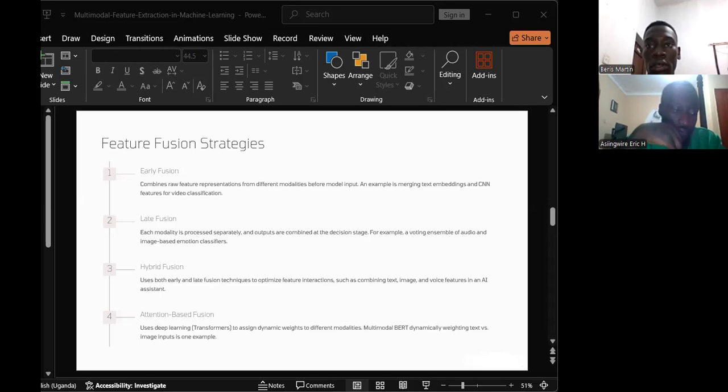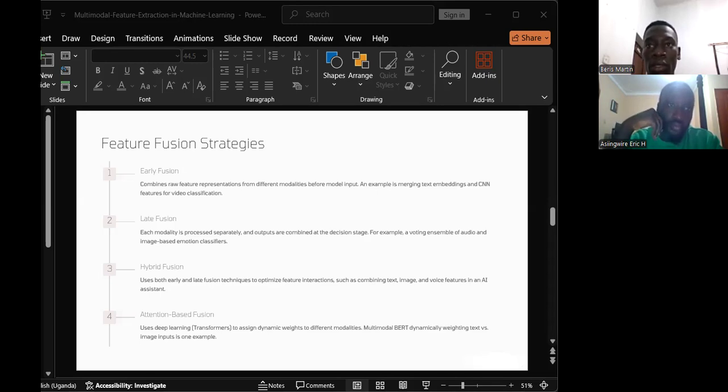Then late fusion is the other way around, where we first process each modality on its own, and then later join up the results that we have gotten. So with this, the early fusion, we use it majorly in related data.